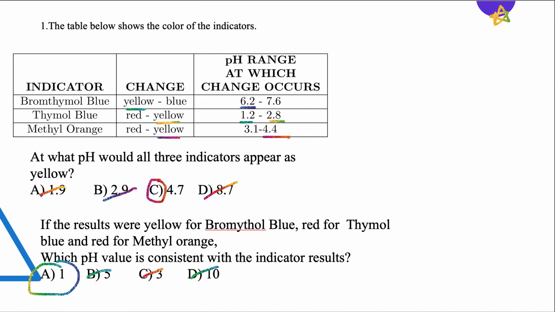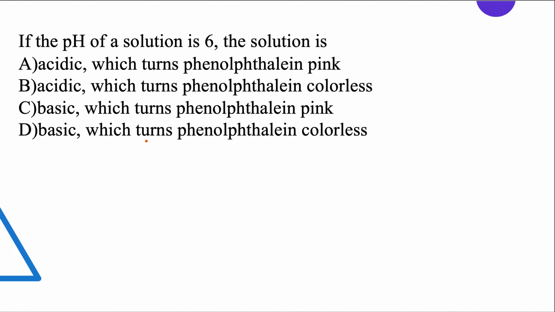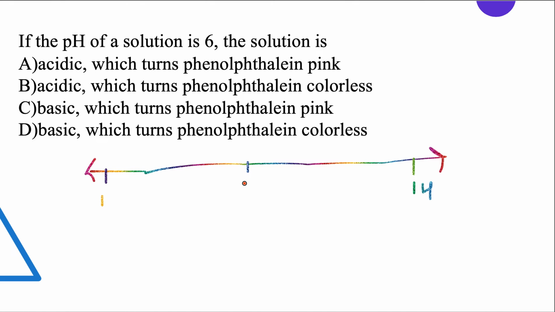So let's take a look at the next one. Next one says if the pH of a solution is 6, the solution is. So first of all, let's recall our pH scale. We know that it's from 0 to 14, but I'm just going to start with 1. And our midpoint is 7. When we have something that's exactly a pH of 7, it's neutral, so I'm going to write N.